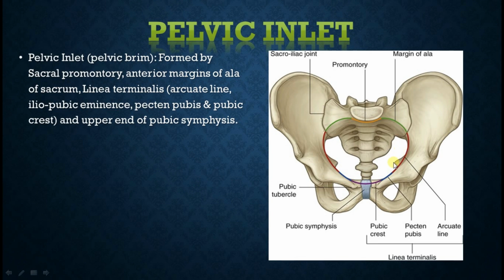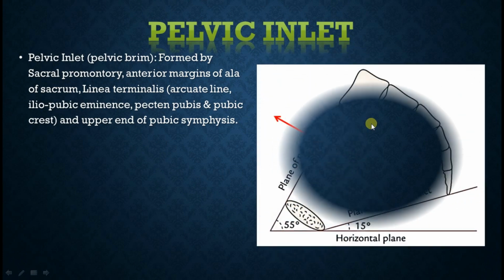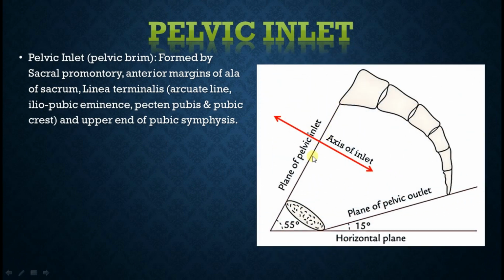I told you the pelvic inlet is not in a transverse plane, it actually slopes downwards and forwards and makes an angle with the horizontal plane of around 50 to 60 degrees, approximately 55 degrees. The plane of the pelvic inlet makes an angle of 55 degrees with the horizontal plane.